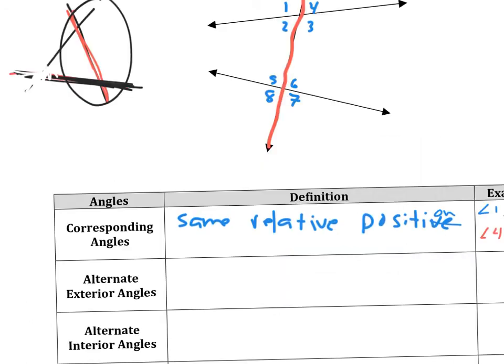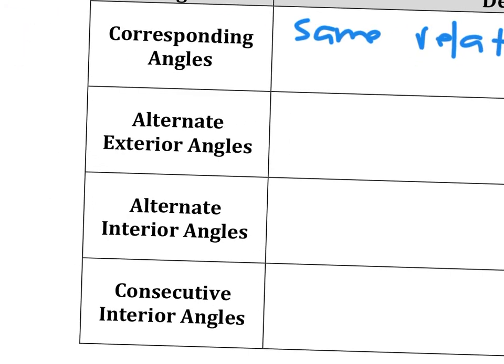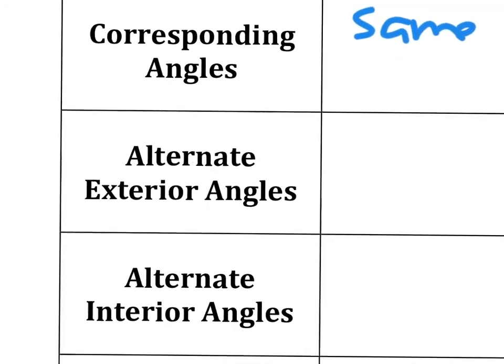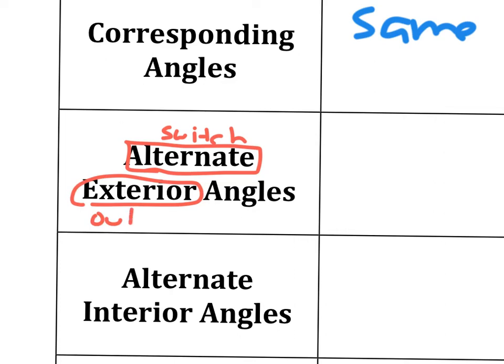Next up, we have alternate interior, alternate exterior, and consecutive interior, and you're like, what the? Alternate just means to switch, right? This means to switch. And exterior means outside. Outside what?